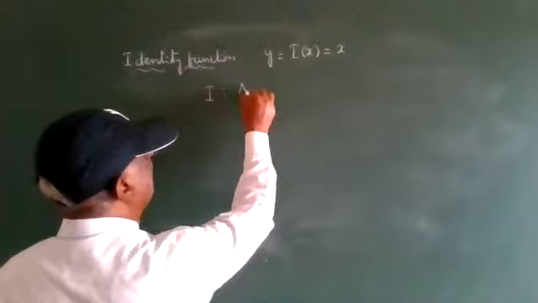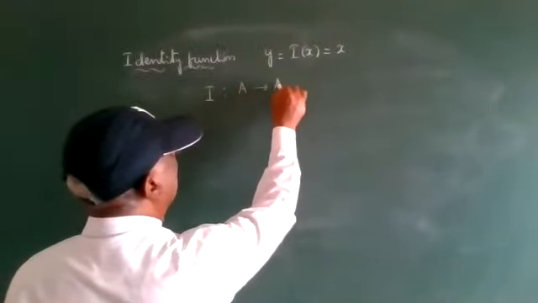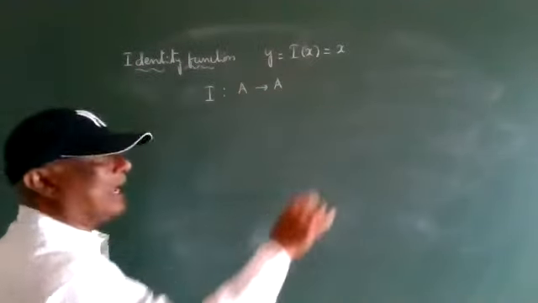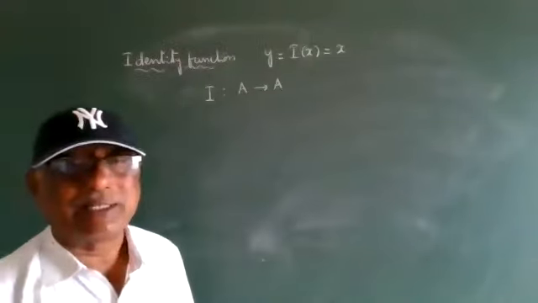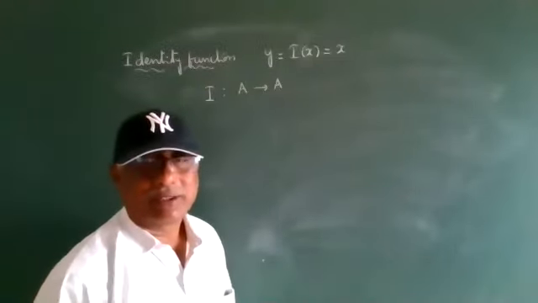So this is A to A. So what are the domains? Same as the codomain. That is called the identity function.